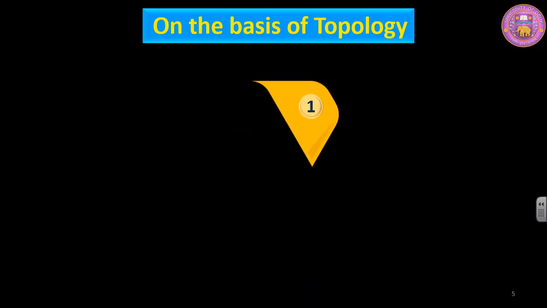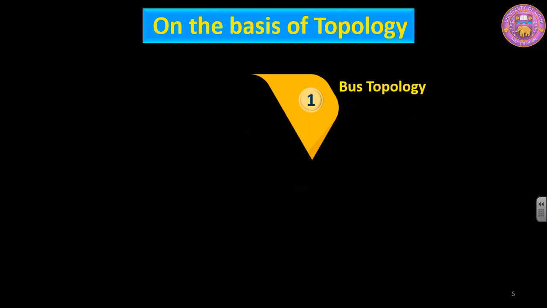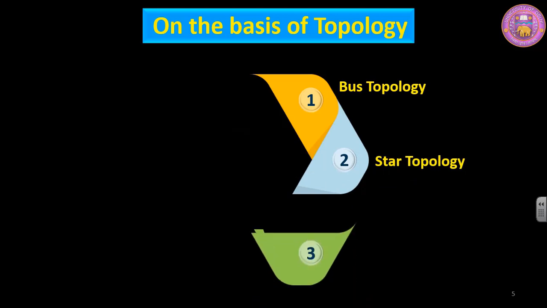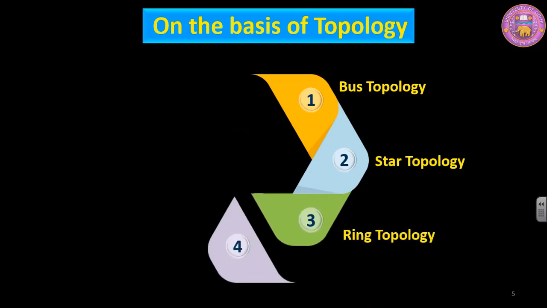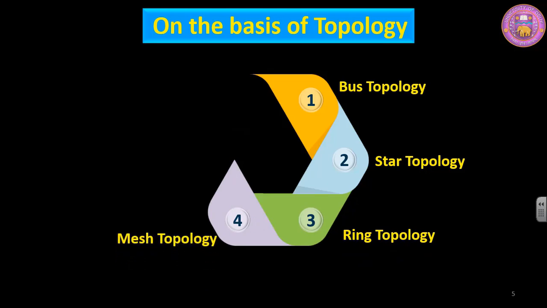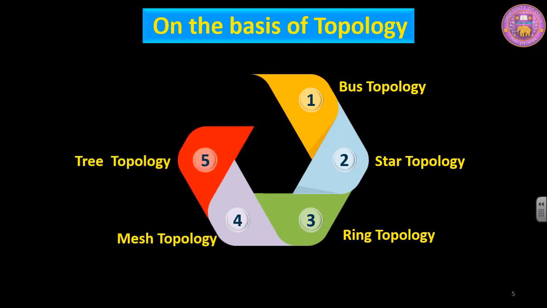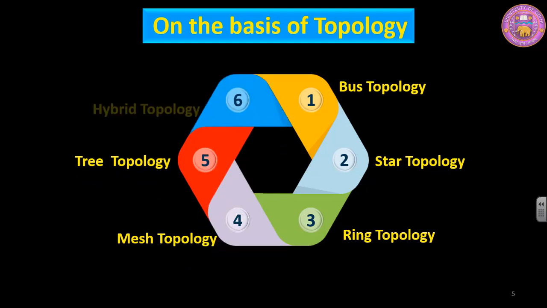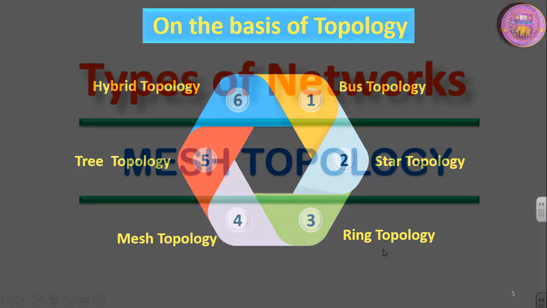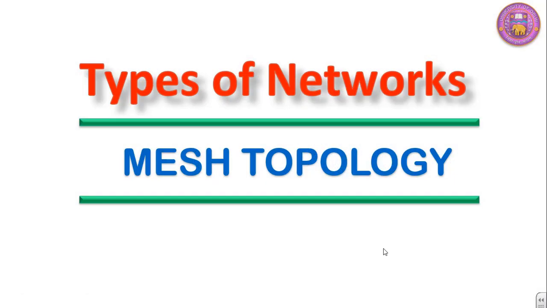On the basis of topology, we can divide networks into 6 parts. The first one is bus topology. Second one, star topology. The third one, ring topology. The fourth one, mesh topology. The fifth one, tree topology. And the last one is hybrid topology. We will talk about all these topologies one by one. Among the types of network and on the basis of topology, today we are going to talk about mesh topology in this particular video.